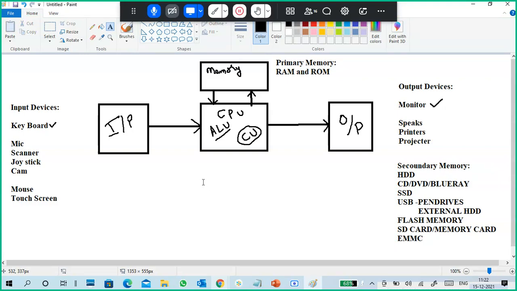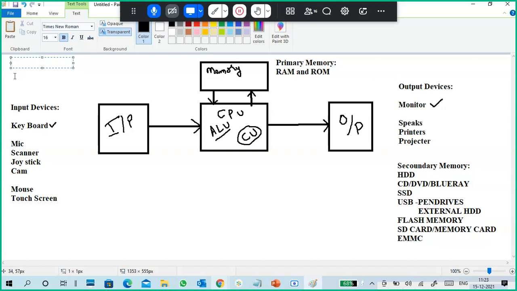Okay, next. A CPU is a CPU only, but different types of CPUs are there. These are the main devices. On the other hand, I will put the power supply. Without a power supply, you cannot run the system, right? So what type of power supply is it?